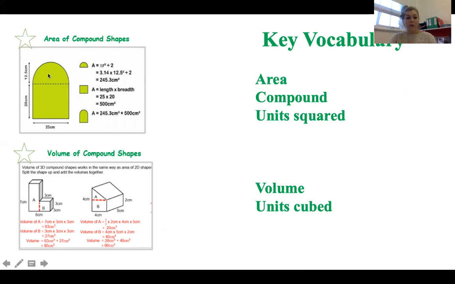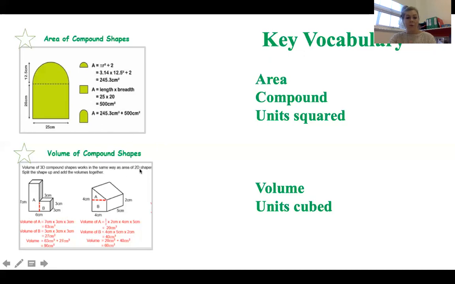So I would find the area of one of the shapes. So this rectangle would be 25 times 20 here. Then I would find the area of the semicircle. So using our pi r squared and divide that by 2 because it's a semicircle. And then the compound area would be adding those two up together.